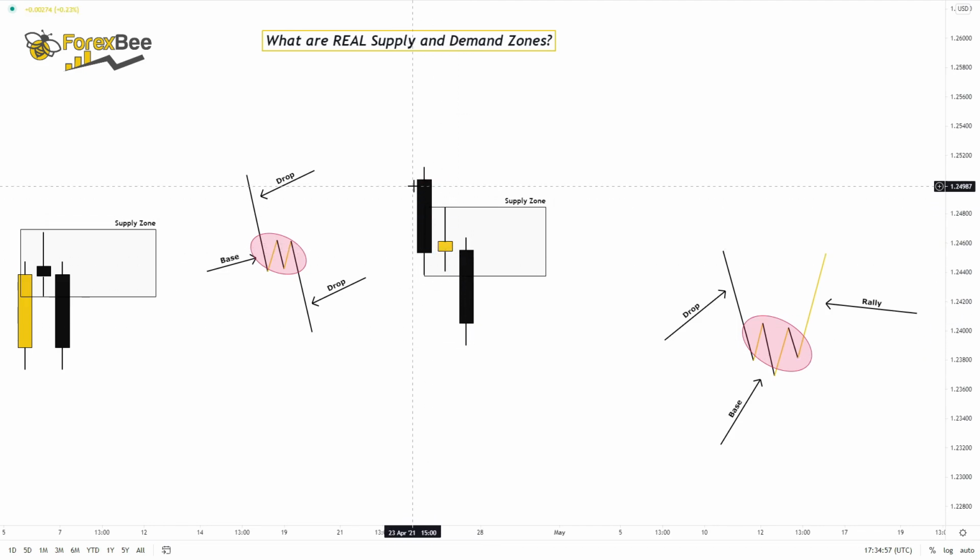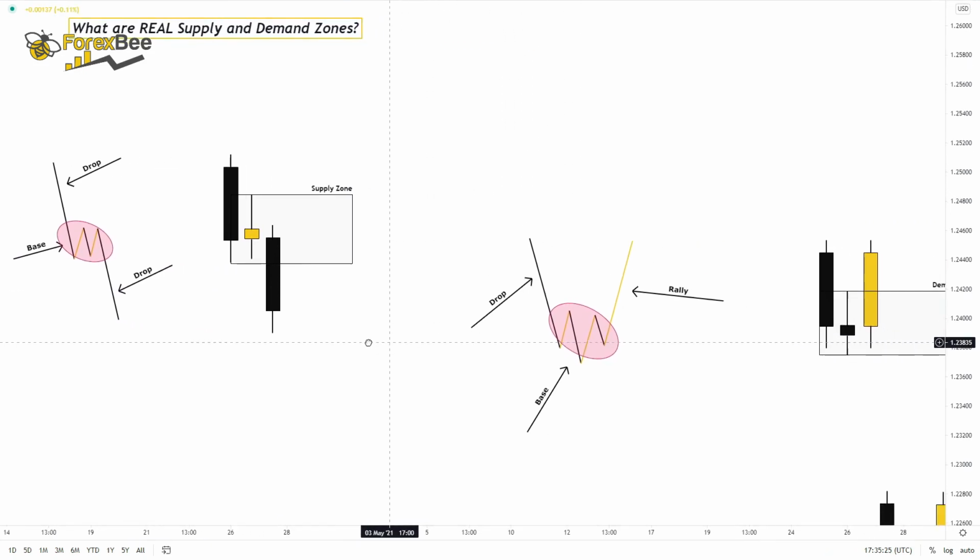There was enough supply, people were selling, and sellers were in control. This zone is also a supply zone because there is one big candle, then a base candle, and then again one big candle, so the base candle is sandwiched between two big candles. This supply zone is drop, base, drop.